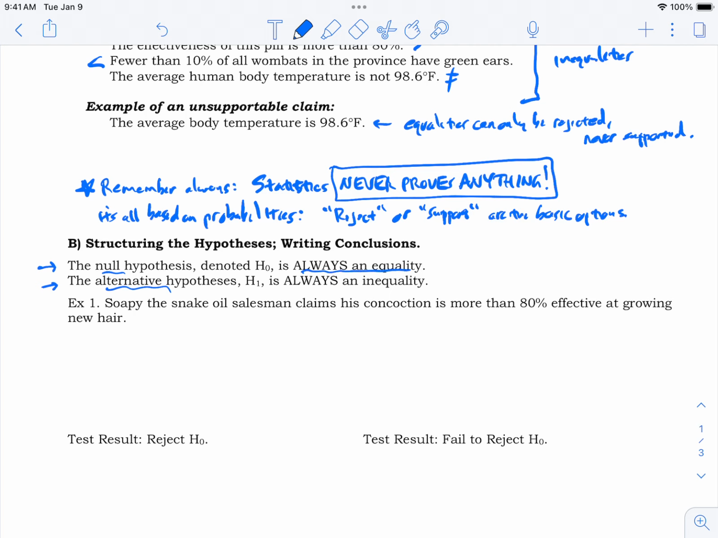This is always the equals part of the statement. And the alternative is always a less than, greater than, or doesn't equal. It's not an equality, okay? So how does this go? Let's look at an actual claim.